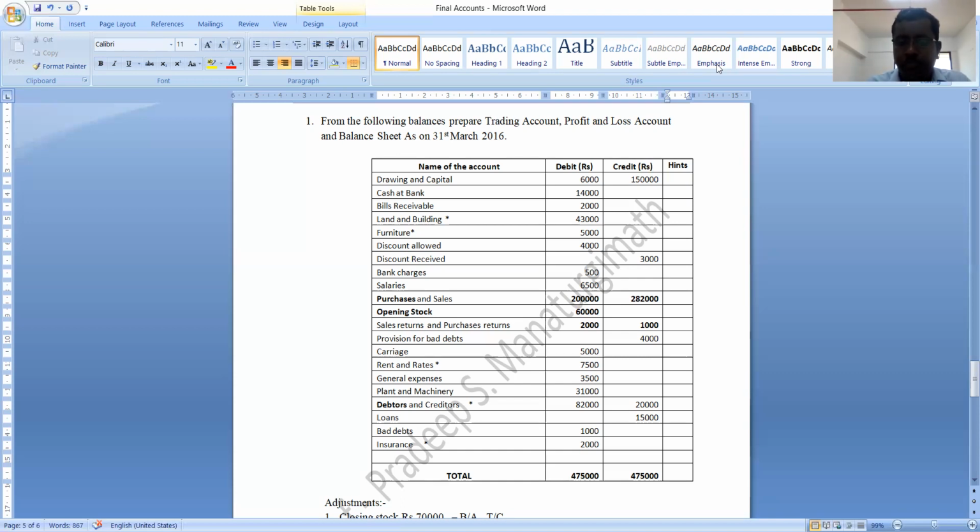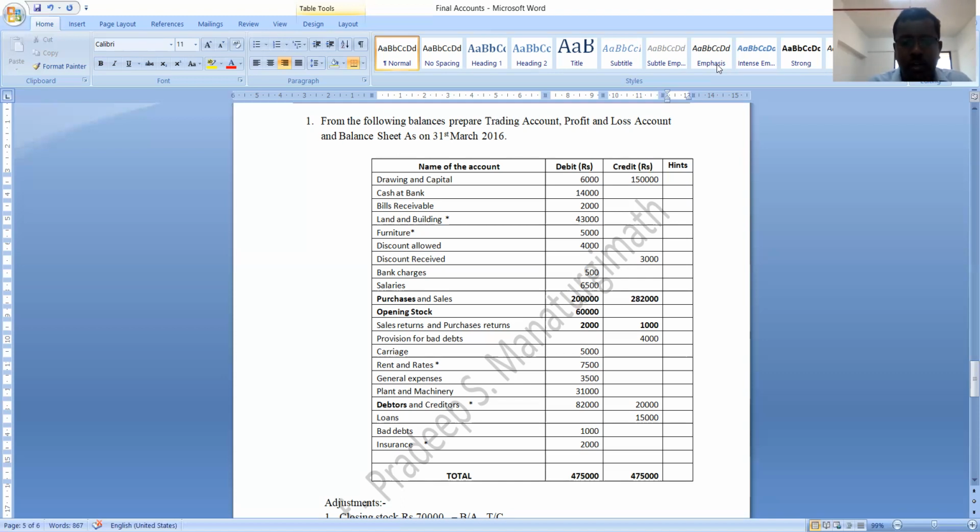At the same time, the items showing a credit balance must appear on the credit side of the trading account or profit and loss account, otherwise on the liability side of the balance sheet. They never appear on the debit side of the trading account or profit and loss account, and never on the asset side of the balance sheet. You should keep this in mind while preparing final accounts, and you should know the nature of both the accounts and the statement.